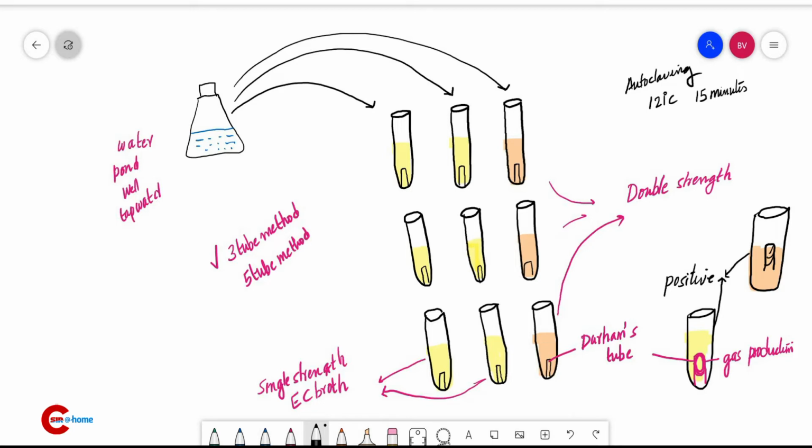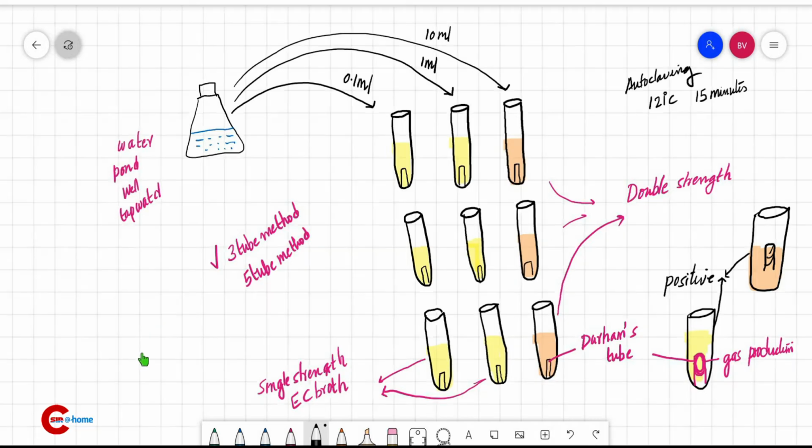First we are preparing the double strength and single strength EC broth. Then put the Durham's tube into it. Then autoclave it at 121 degrees Celsius for 50 minutes. After that, we can add the water sample. First, 10 ml sample into the double strength. This is double strength, okay? Then 1 ml sample into single strength. And finally, 0.1 ml sample into single strength. This is the presumptive test.